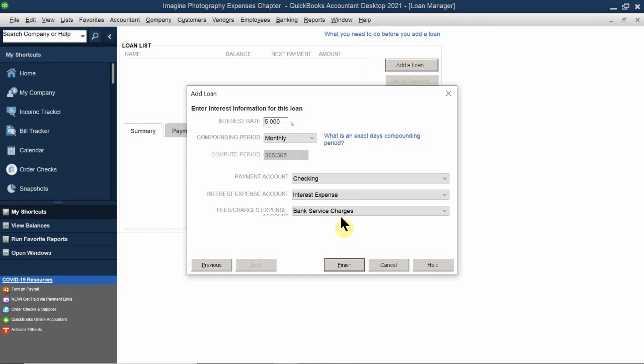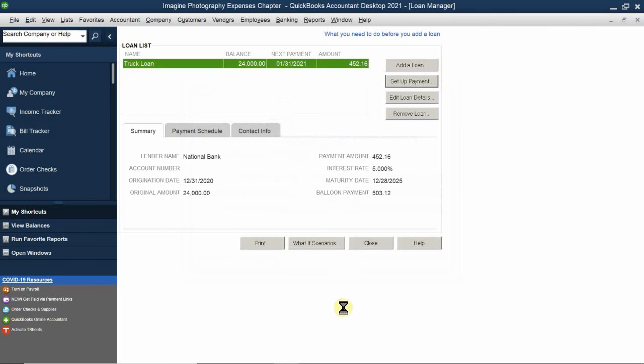And then last but not least, if you get additional charges or anything like that, what is the account that you're going to get charged? It's going to be bank service charges. So let's say I accidentally miss a loan payment, where are you going to get charged that additional money? It's going to charge you to your bank service charges. Okay. So now that I set up everything about my loan here, I can go ahead and click finish.